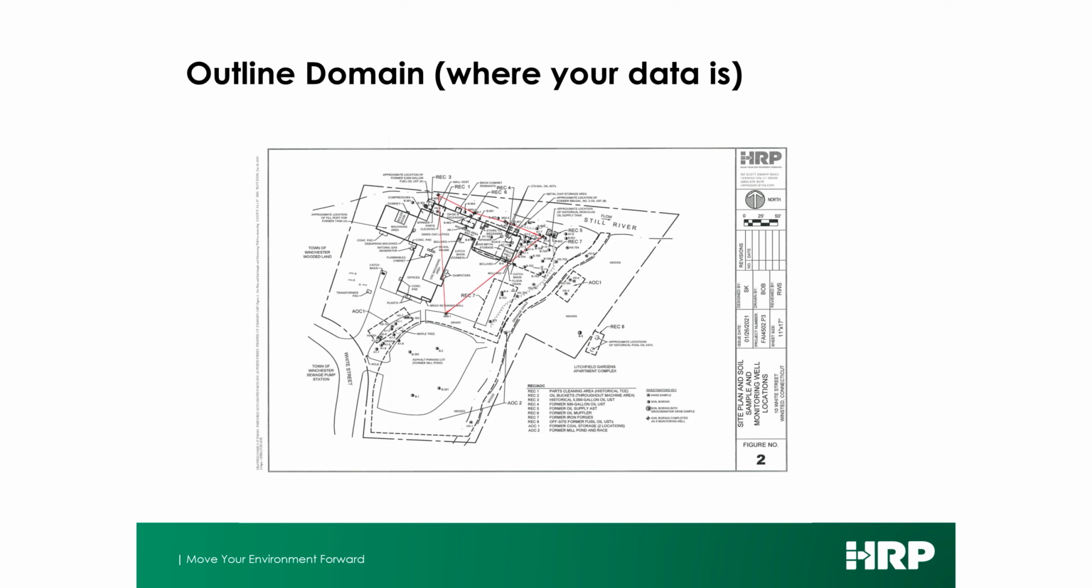So this is a very simple site. This is up in Winstead. It has 5 wells on it, 4 down gradient along the river, and 1 up gradient in the center of the site.